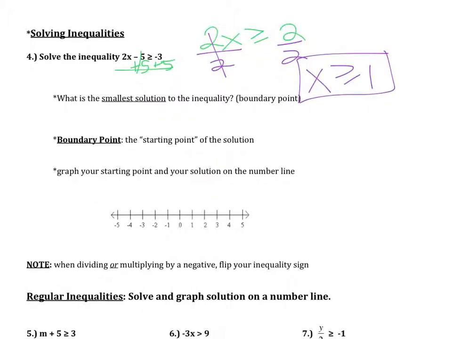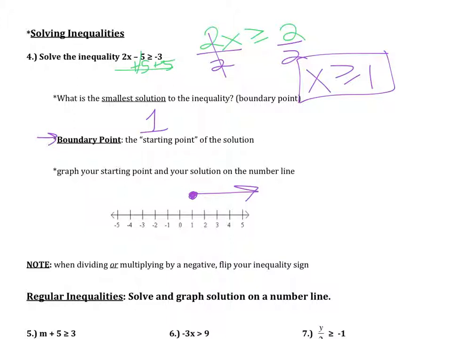So what is the smallest solution? Well, if x is greater than or equal to 1, the smallest number is going to be 1, or it's going to be 1 or larger than that. So a boundary point, that is the starting point of the solution. So if we are to graph this, we are going to start at 1 with a closed point and have an arrow going to the right. So 1 would be the very first number that would satisfy this inequality, and then we would go up from there.